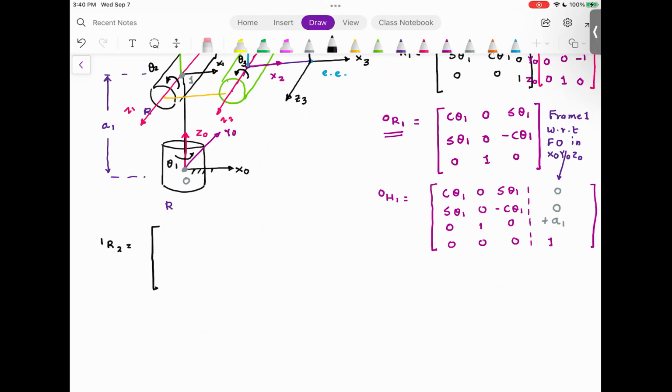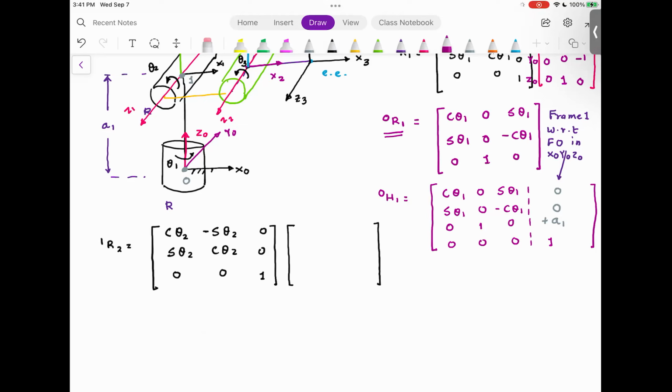1r2 again will be cosine theta 2, minus sine theta 2, 0, sine theta 2, cosine theta 2, 0, 0, 0, 1. This is the same matrix that we use all the time. However, let's talk about the projection matrix.